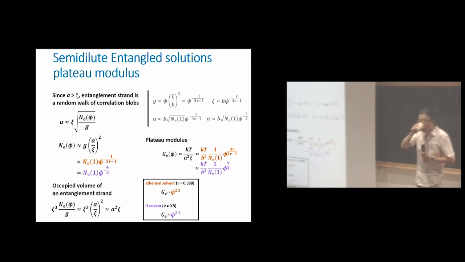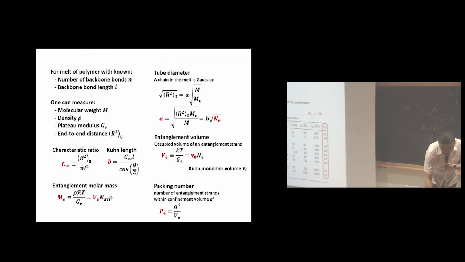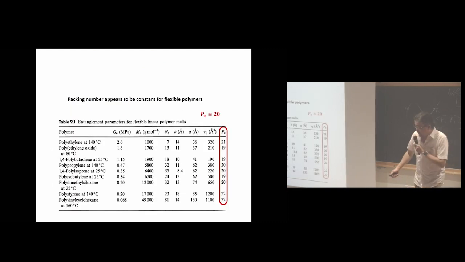Is psi always smaller than A? Yes. A is proportional to xi, but it's always larger than xi. The difference is the root of NE, so you can have an idea of the value. It depends on the flexibility and the size of monomers, so it varies relatively largely, tens of monomers per entanglement strand.